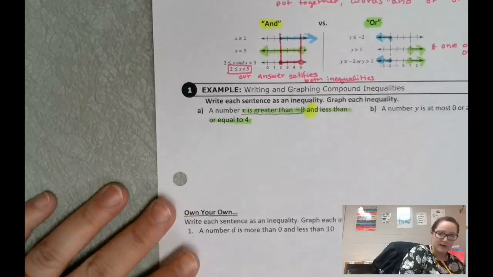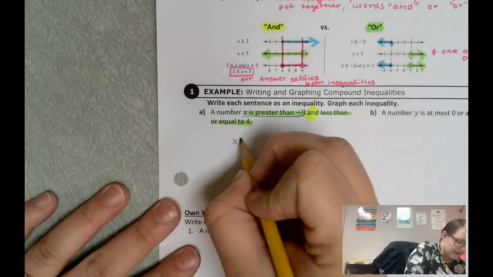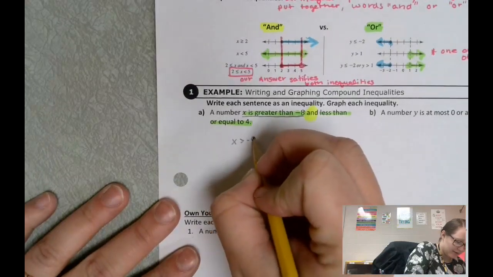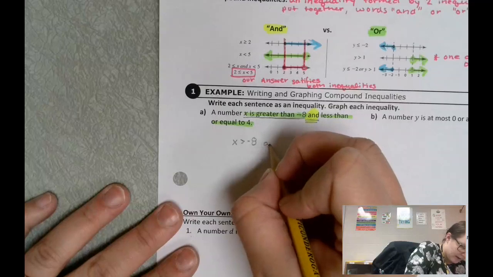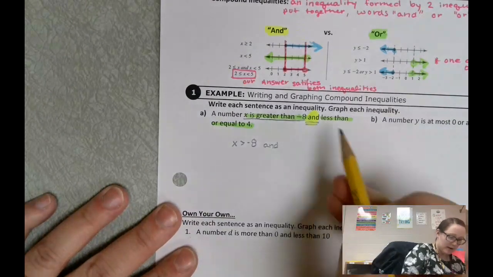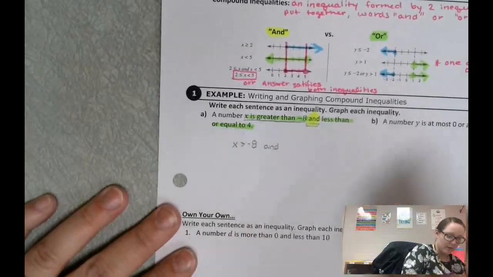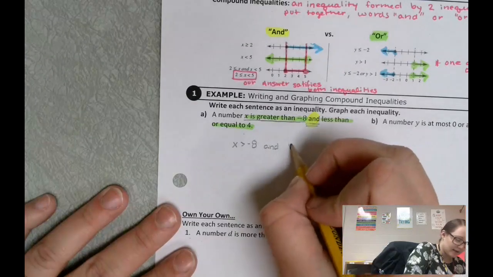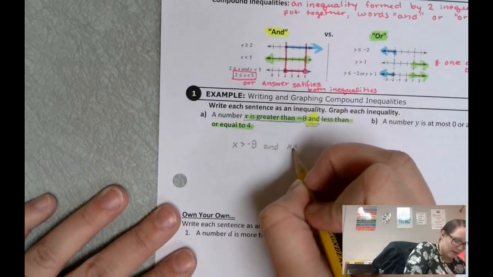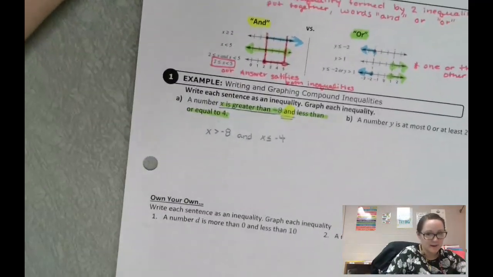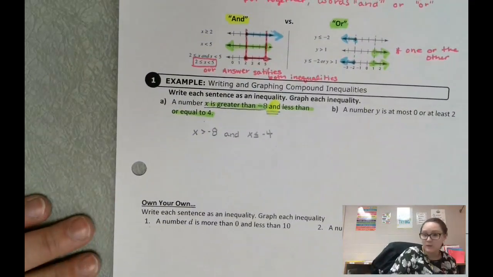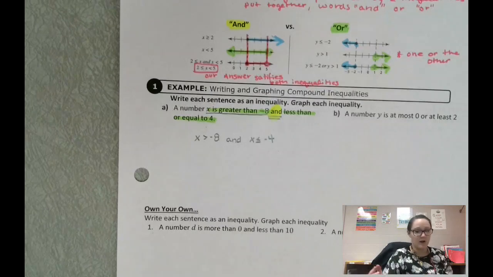x is greater than negative 8. So I'd start with x is greater than negative 8. And so we can write that word, less than or equal to 4. Well, we're still talking about the number x, so then I'd say x is less than or equal to 4. That's the first way to do it, and probably the easiest way to do it. But eventually we want to get you to be able to write it as one whole inequality when they're ands.